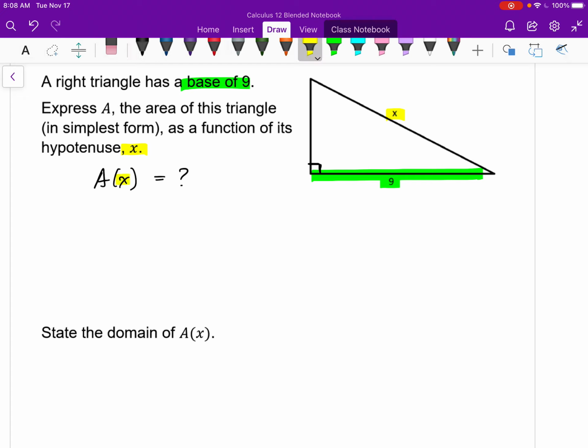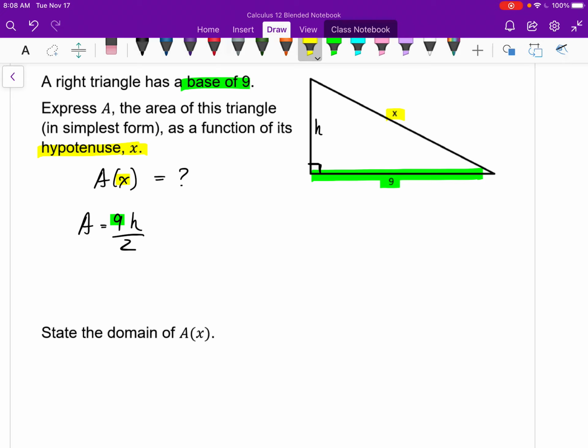All right, how do we find the area of a triangle? Well, area is base times height divided by 2. So area equals base times height divided by 2. Or in this case, it's 9 times h divided by 2. With that said, this is area as a function of height. What I've just written down is area as a function of height. I want area as a function of x as the hypotenuse. So I'm not done. A is a function of h.